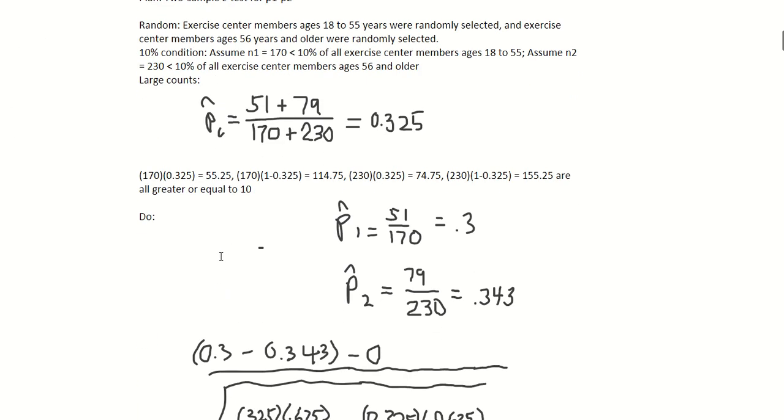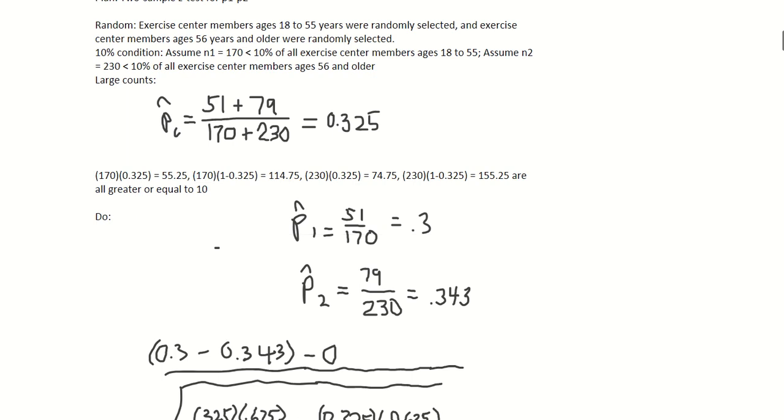In order to check the large counts condition, we can first multiply n1 by 0.325, n1 being 170, and that will give us 55.25. Then we multiply n1, which is 170, by 1 minus 0.325, and that gives us 114.75. Moving on, we multiply n2, which is 230, by 0.325, and that gives us 74.75. And we also multiply n2 by 1 minus 0.325, and that gives us 155.25.